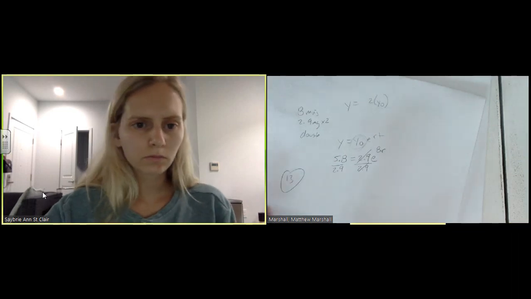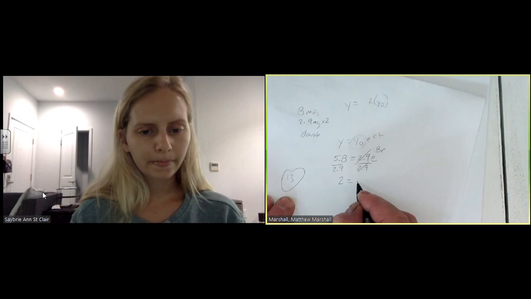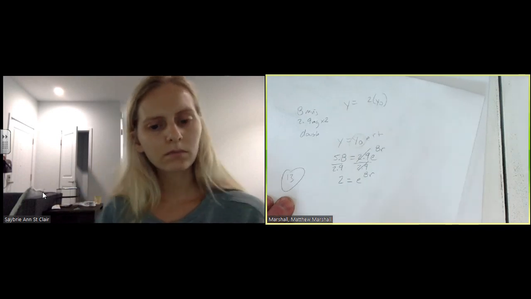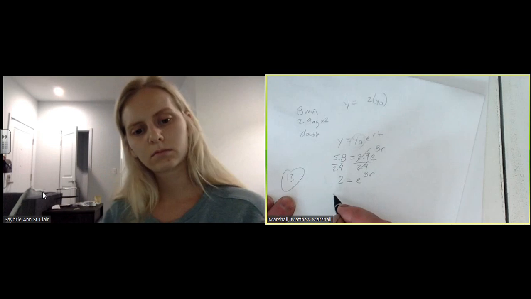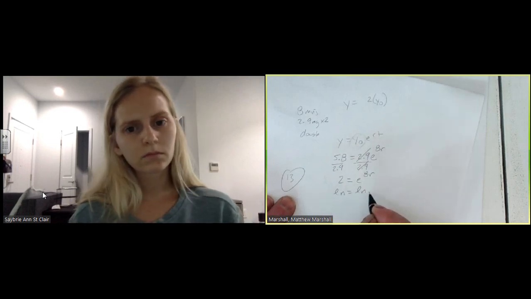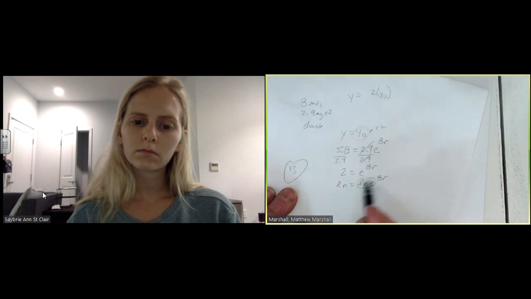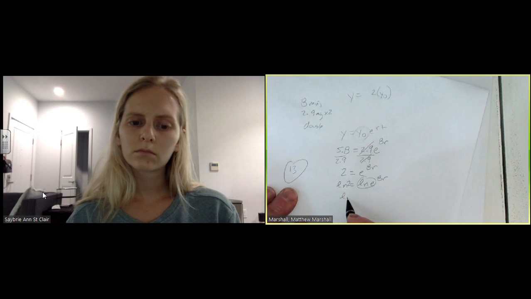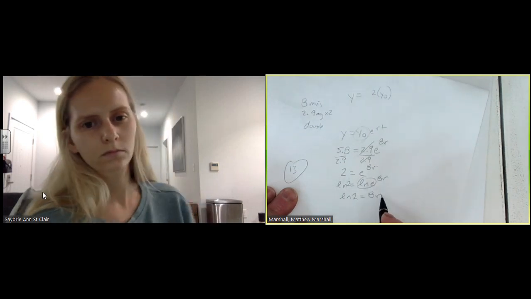Two? Awesome. So that just becomes 2 e to the 8r power. I'm going to use the natural log button now. These cancel. Oops, I forgot my 2 right there. And I have natural log of 2 equals 8r.